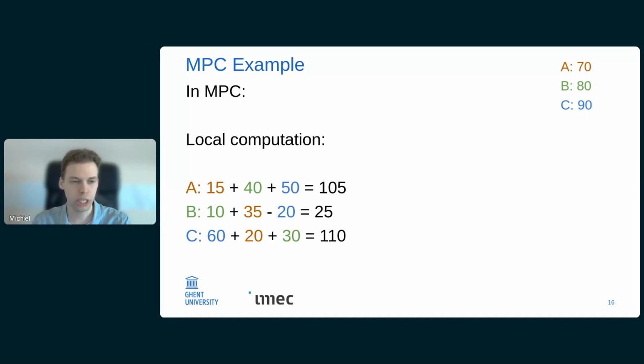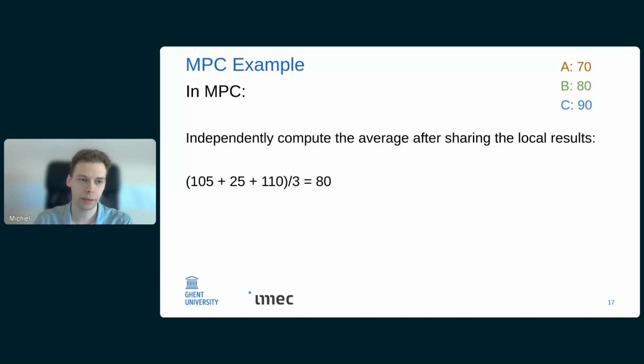And all the different parties do this, and then we have 3 different numbers. And now the 3 parties will share the 3 numbers with each other, and each MPC party can then independently compute the average by adding the 3 numbers together and dividing them by 3. And then we see that we also have the end result of an average of 80. So in this case, in MPC, we successfully calculated the mean salary without revealing the actual salary of the 3 parties to any other party.